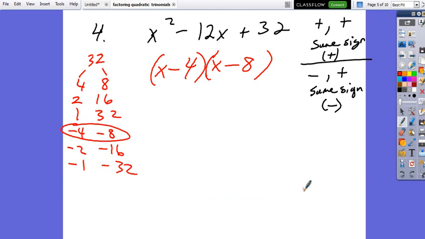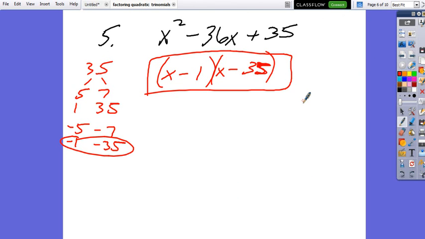All right, let's look at another example. Here's the same type of problem. X squared minus 36x plus 35. Again, square root of x squared is x, so put x and x. And then the factors of 35 that add up to 36 are 35 and 1. But since the middle sign's negative, the last sign's positive, they're both negative signs inside parentheses.